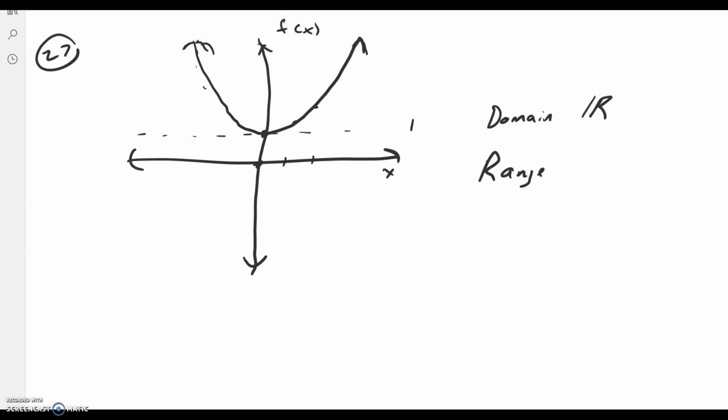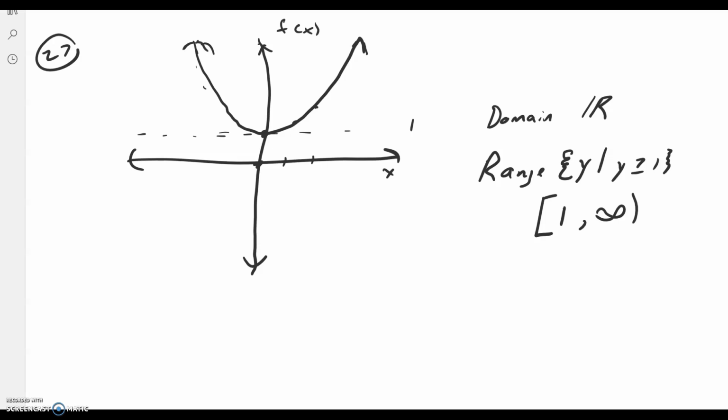The height is never smaller than 1 because this vertex has a height of 1. So the range could be written lots of different ways. If we use set builder notation, it would be the set of all y's such that y is greater than or equal to 1. If we used interval notation, it would be 1 up to infinity, but we would want to include 1.